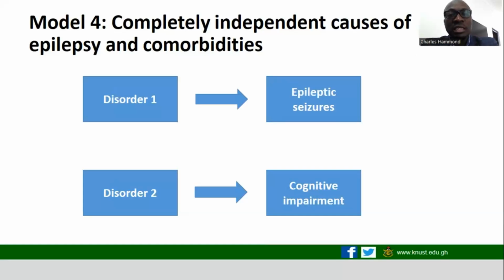The fourth model is where you have completely independent causes for both the epilepsy and the comorbid condition. So you have one disorder causing the epilepsy. It could be a genetic disorder causing the epilepsy. And then you have a completely different condition causing the comorbid condition. So you may have someone having epilepsy from, let's say, structural abnormality or structural malformation, and then having cognitive impairment from genetic causes or chromosomal causes like trisomy 21. So in this case, the two probably do not overlap.